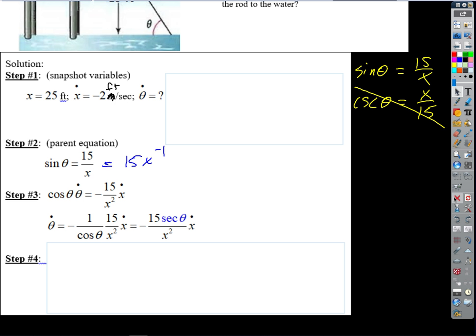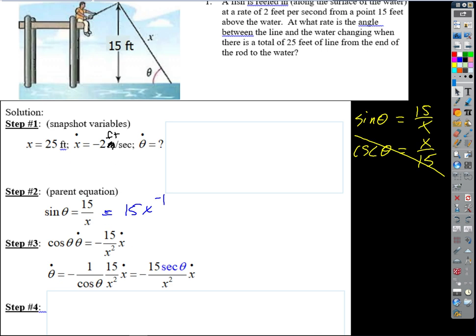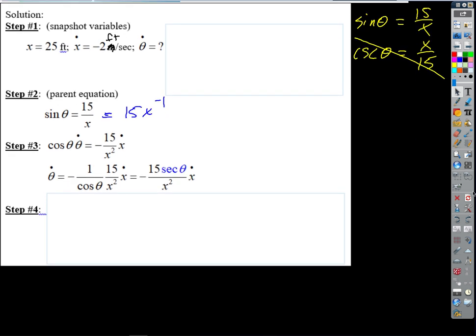Okay. And then the next step, I don't know if it's step 3 or step 4, but it's somewhere in the middle, we're just trying to isolate theta dot, so we can do that pretty easily. We can just divide each side by cosine theta. Dividing by cosine is the same as multiplying by secant, because secant is the reciprocal of cosine. So 1 over cosine equals secant. So we'd want to write it this way, wouldn't we?